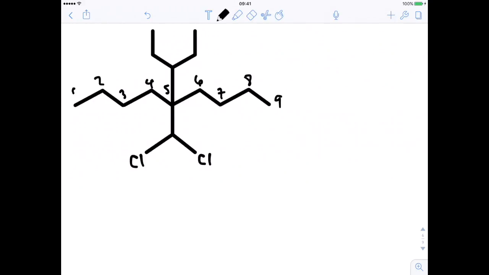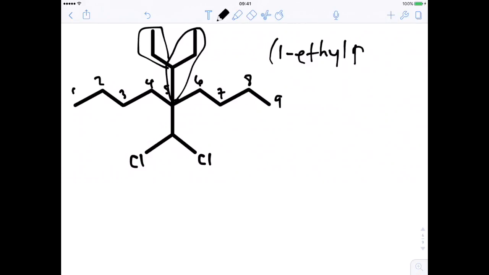Next, we need our prefixes. On the 5th carbon, we have a propyl group with an ethane coming off. So what we would do is we would write in parentheses when we have a group inside of a group. So what we would get in parentheses would be 1-ethyl propyl on the 5th carbon, just like that.